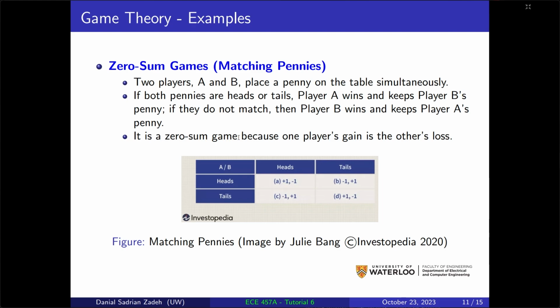So this is a zero-sum game because one player's gain is the other's loss. As you can see here, player A's gain is player B's loss. Player B's gain is player A's loss. So this one is called a zero-sum game. When you add them up, the result will be 0.